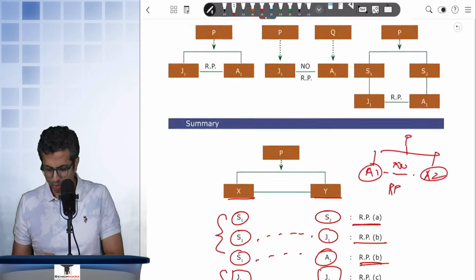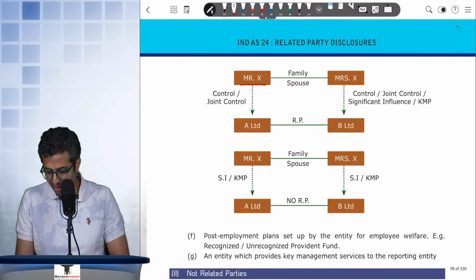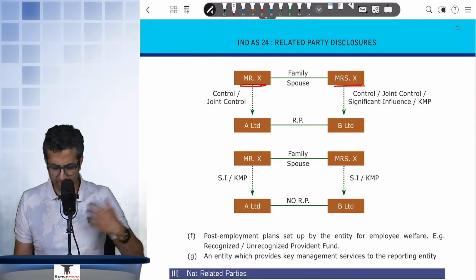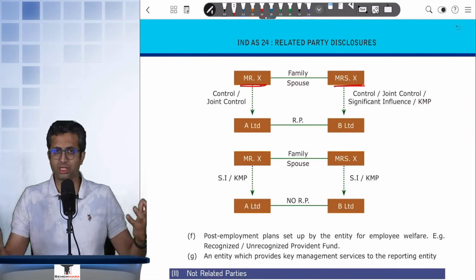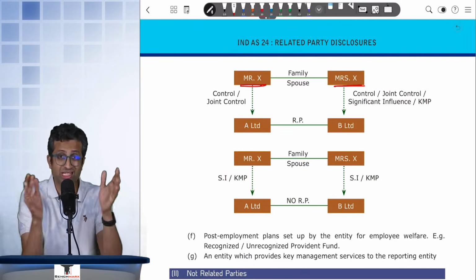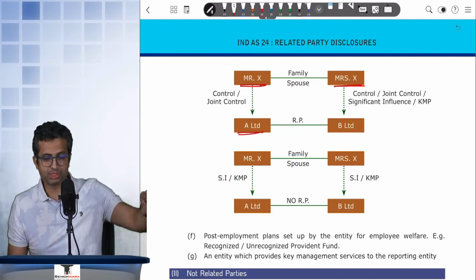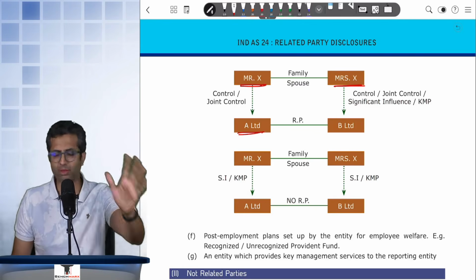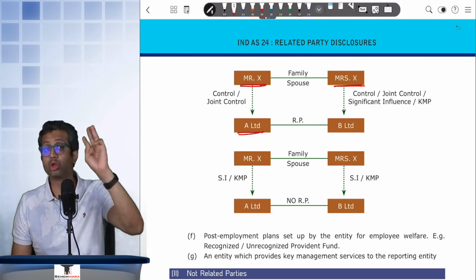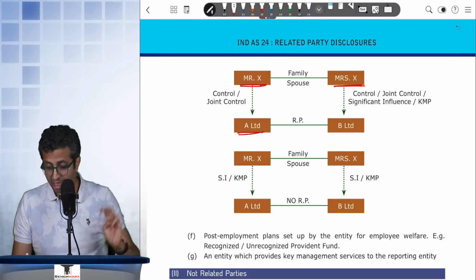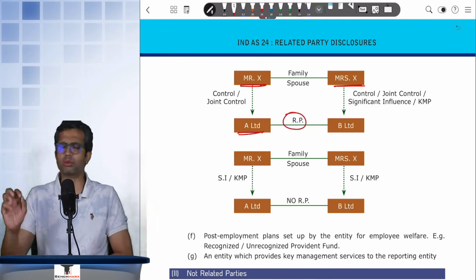So the understanding over here is that if there's Mr. X and a close family member, let's say Mrs. X or Mr. X himself, if that Mr. X has control or joint control at one of the places, let's say A Limited, that same Mr. X or their family member, close family member, has control, joint control, or even significant influence at the other place, then between A and B there will be a related party relationship.